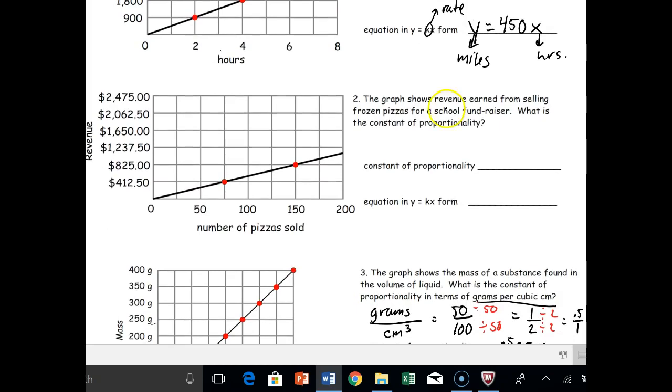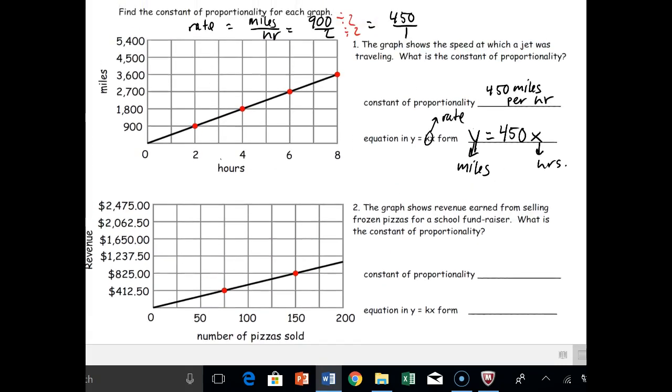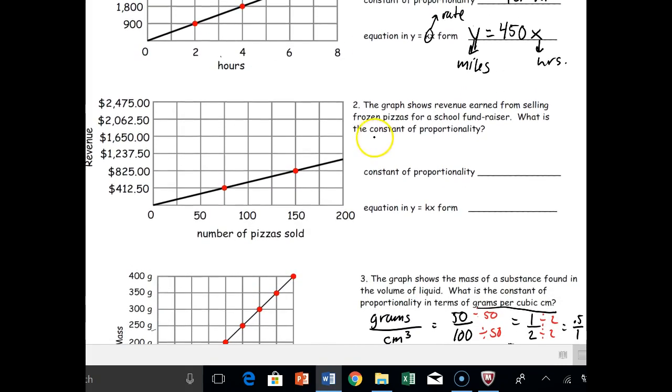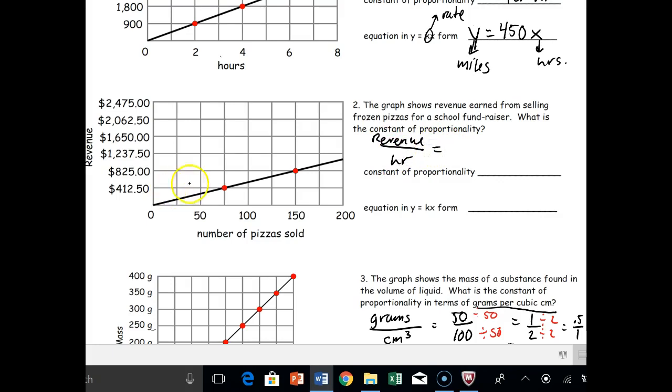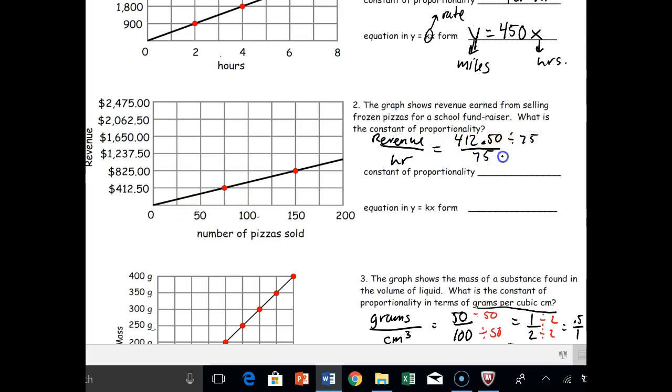So on this one, they want what's the constant of proportionality. They probably want this one, they want revenue, or dollars, per hour. So basically they want you to simplify 412.50 over, if this is 50 and that's 100, halfway in between has got to be 75. So what I would do is I'd use a calculator and divide both of these by 75 to figure out what that constant is.